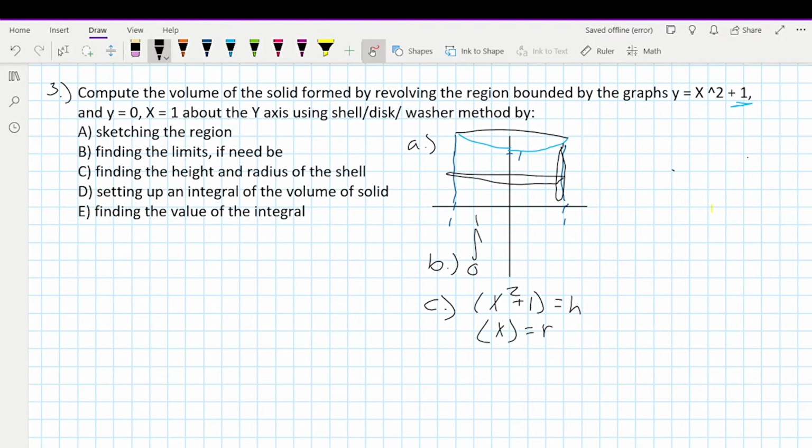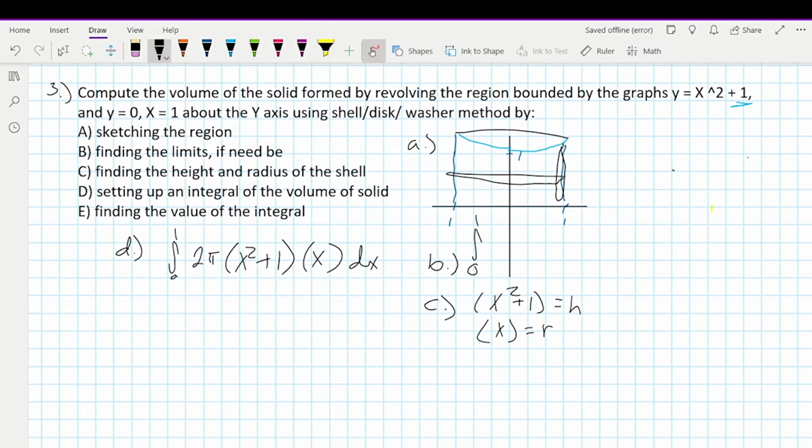And then for D, we can go ahead and move D over here, setting up an integral of the volume of the solid. The integral we can set up now is the integral of 2 pi from 0 to 1 of x squared plus 1 times x dx. And the reason why we have this 2 pi is because it's a cylinder and that's part of the equation.